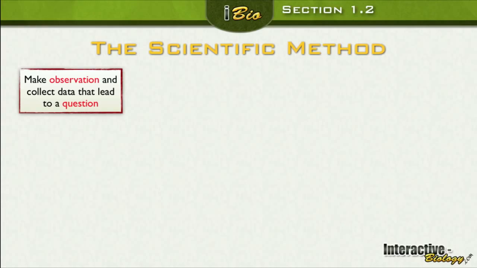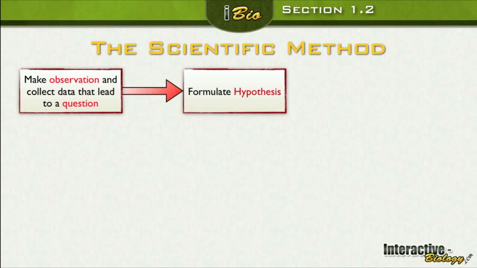Step number 2. What's the step number 2? Anybody knows? You formulate a hypothesis. What's a hypothesis? Kind of an educated guess, right? It's a tentative answer to the question that you're asking. It's what you think it is based on what you know. After you formulate a hypothesis, what are you going to do next? You're going to test it. How are you going to test it?